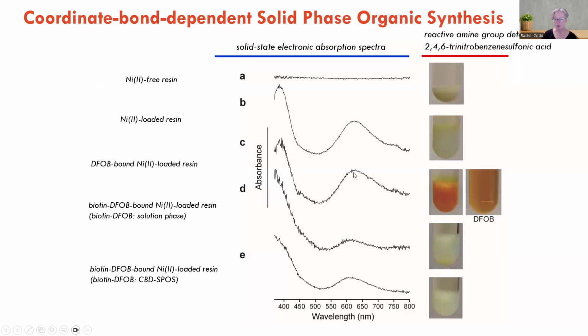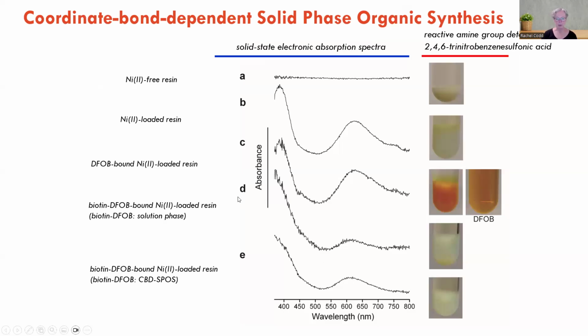And that's shown by this spectrum in panel C. Now, because we've bound DFOB and we are positing that the amine group remains reactive, meaning that we could potentially do some chemistry at that amine group, that is confirmed by virtue of the fact that the resin turned bright orange when we reacted it with the colorimetric agent. And what I've shown here in the solution is just a reaction between solution desferrioxamine B itself and the same reagent.